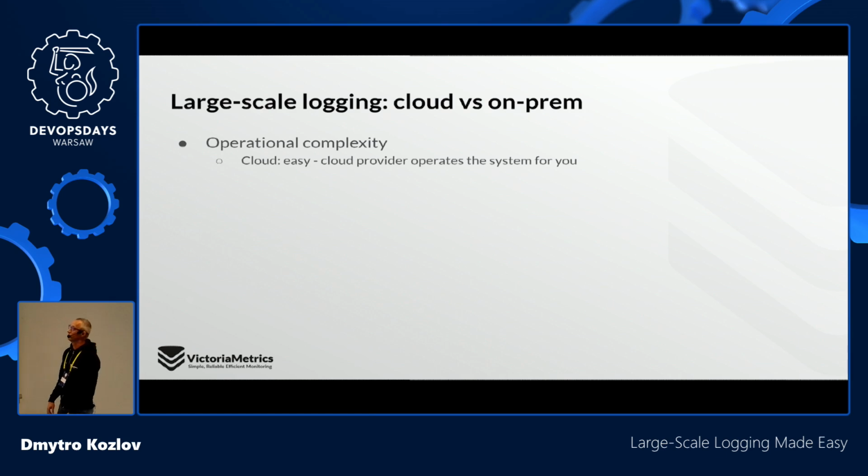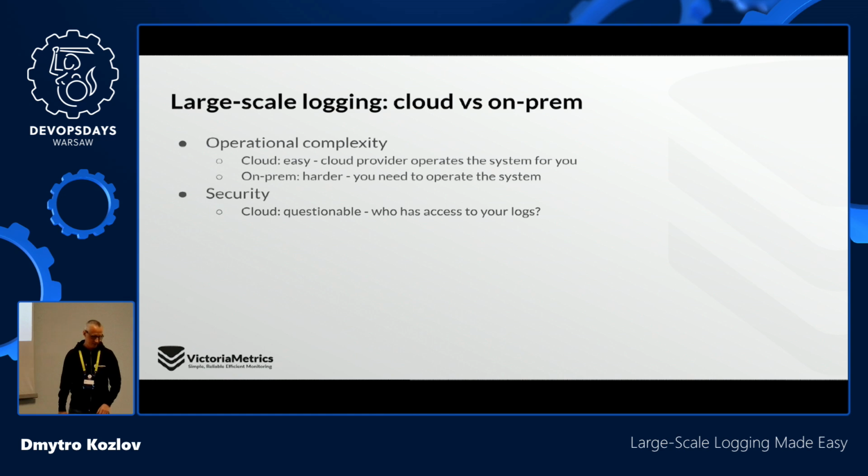What are the advantages and disadvantages between cloud and on-prem solutions? First of all, operational complexity. Cloud is easy, and the cloud provider operates the system for you, so you do not need to implement your infrastructure for that. You just need to get some access point, and you will push your logs to that system. But for an on-prem solution, you should create your infrastructure. You should get some architecture for that, or some developers who will operate this system.